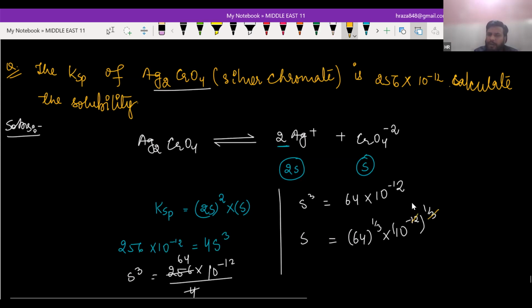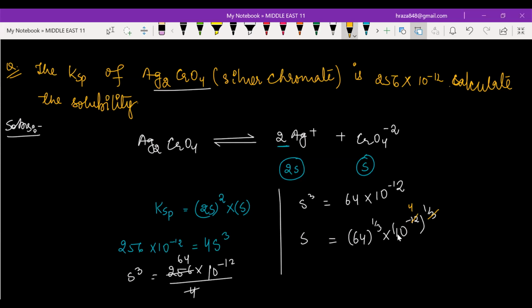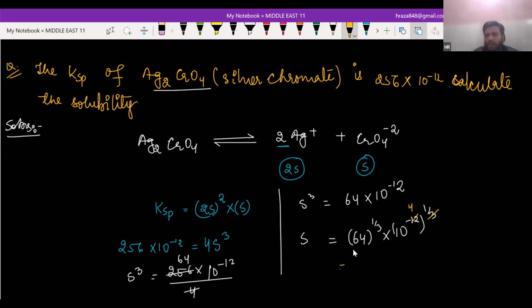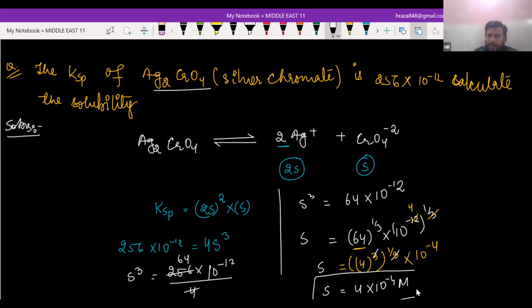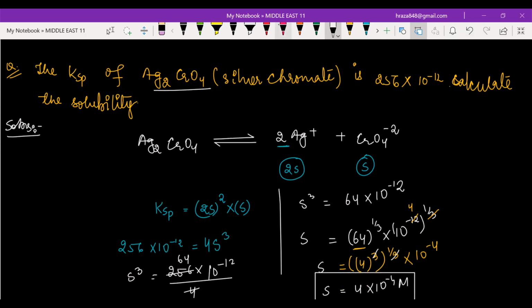It will be cancelled, right? Yes, sir. Now see, you can write 64 as 4 raised to the power 3, and we already have a power of 1 by 3, and here it will be 10 raised to the power minus 4. So you can also cancel this. So the value of solubility S will be equal to 4 into 10 raised to the power minus 4 M. Is this clear, everyone? Yes, sir.